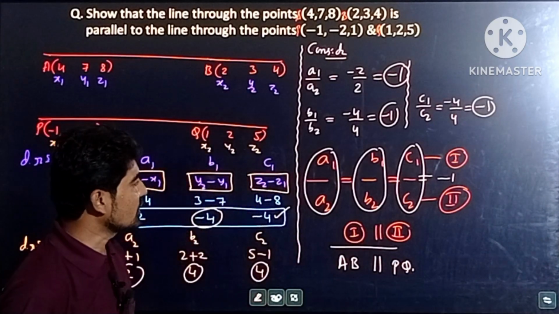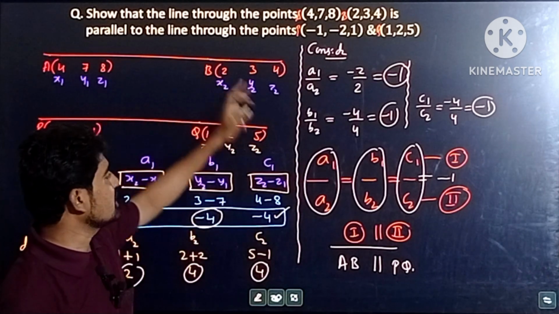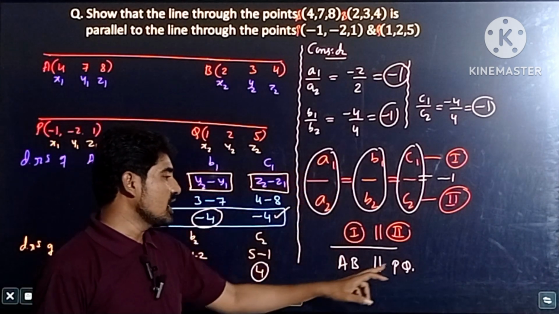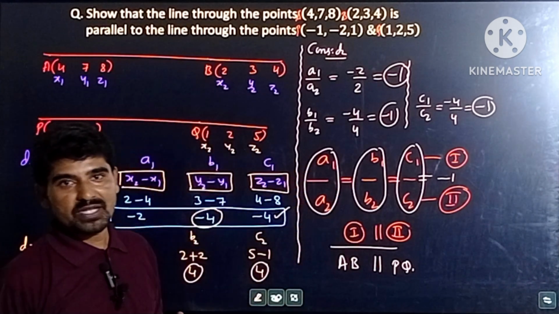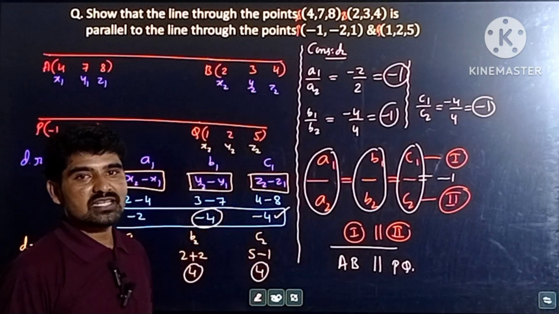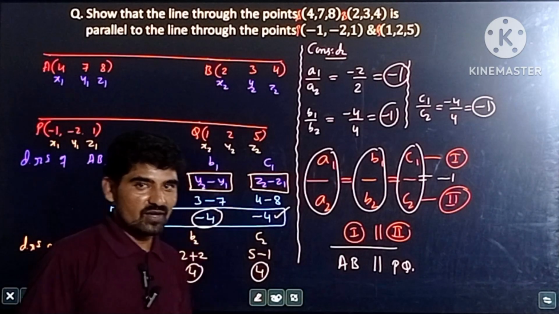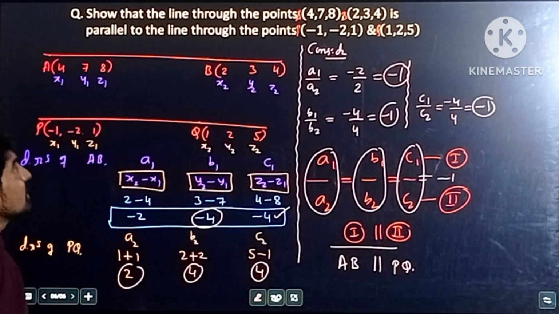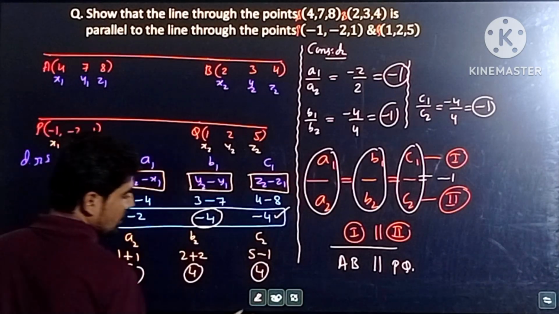I hope all of you understood. So the direction ratios of the line segment AB are proportional to the direction ratios of the line segment PQ. Hence, these two given lines are parallel to each other. I hope all of you understood this question. So let's start the next question.